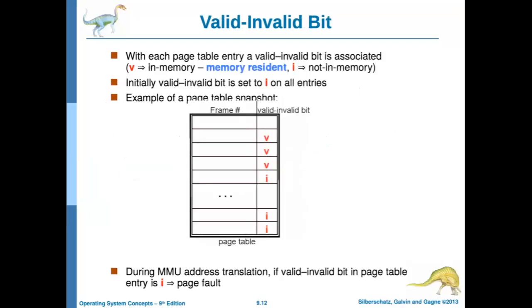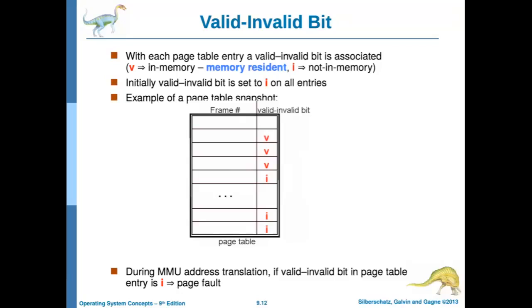Page table. Till now, we saw the page table with just frame numbers, where the page number is used as an index. In this diagram also the same concept is there, in addition to a valid-invalid bit. Whenever V is there, it means the required page is in memory, that is memory resident, and whenever I is there, that means it is not in memory.